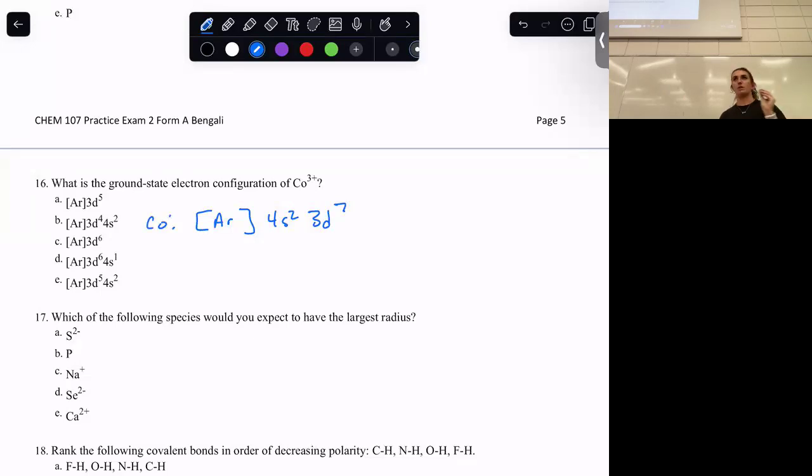Ground state for cobalt 3+ means that we're losing electrons. So cobalt 3+, where is that going to take away from first? Yep, it's going to take away from the 4s, which then means that we're going to get rid of one more electron from the 3d. So we end up with 3d6.